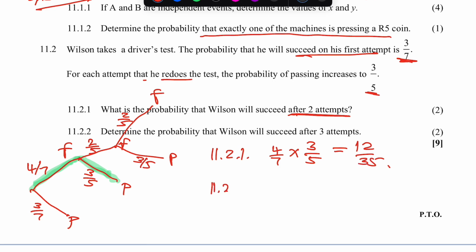Then 11.2.2, the probability that he will succeed after the third attempt. Which means that you will fail the first attempt and you will fail the second attempt, and then on the third attempt you pass. So that's a fail, that's another fail, and on the third attempt, it's a pass. So we follow those green lines. It's going to be 4 over 7, 2 over 5, multiplied by 3 over 5, which will give us 24 over 175.